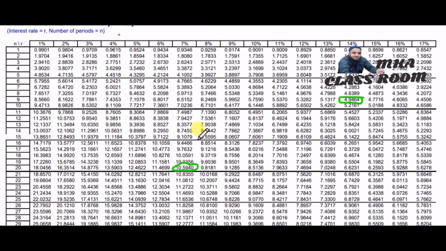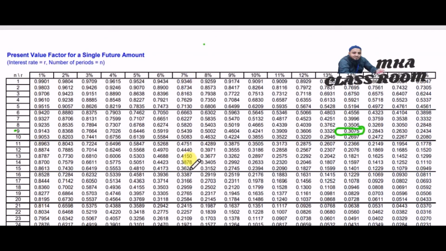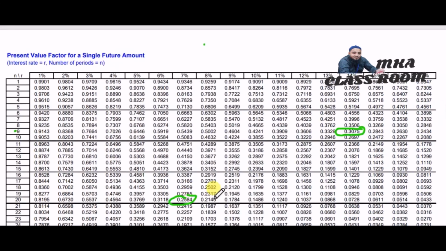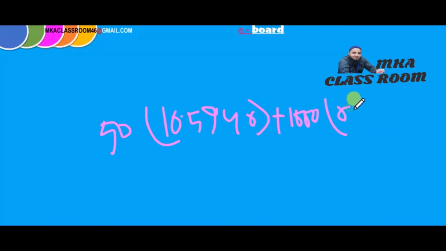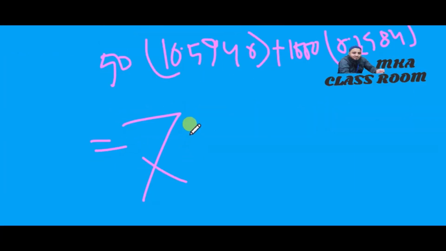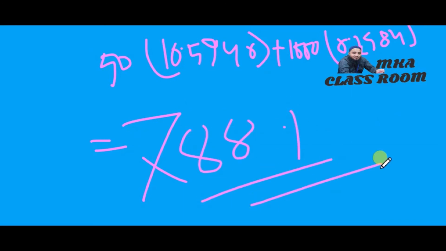times the 7%, 20 period factor, 0.2584. That is our value, and if we use our calculator, the bond value is 50 times 10.5940 plus 1000 times 0.2584, and the result should be 788.1.